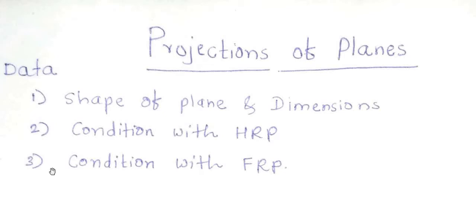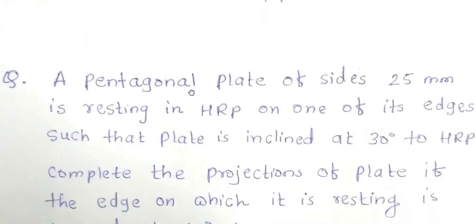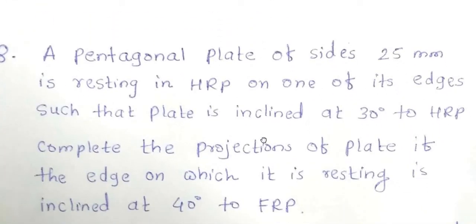The third data is the condition with FRP. In this data, some element of the plane, that is edge or diagonal, will be at some angle with FRP. So after reading the problem, every problem will consist of these three things. We have to figure out these three data types. Now we'll take one example and we will see what type of problems are there and how we can solve those.